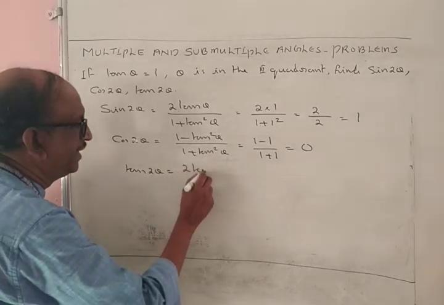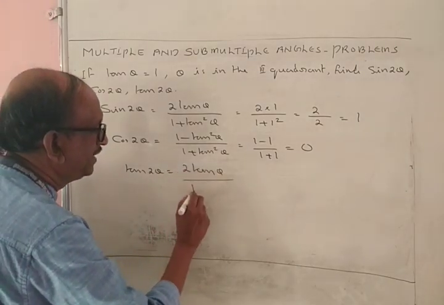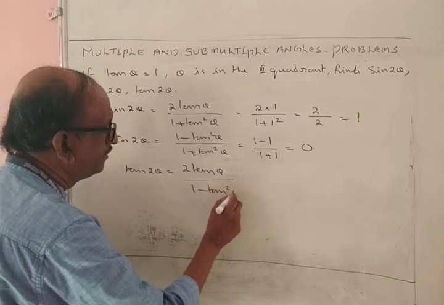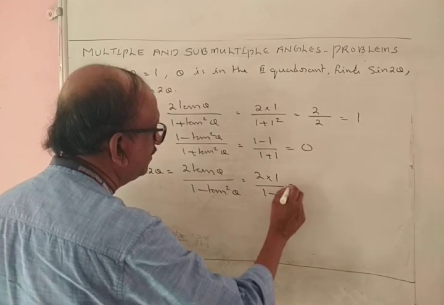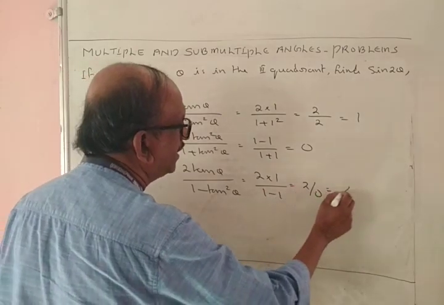Then tan 2 theta is 2 tan theta by 1 minus tan squared theta, 2 into 1 by 1 minus 1, 2 by 0, which is equal to infinity.